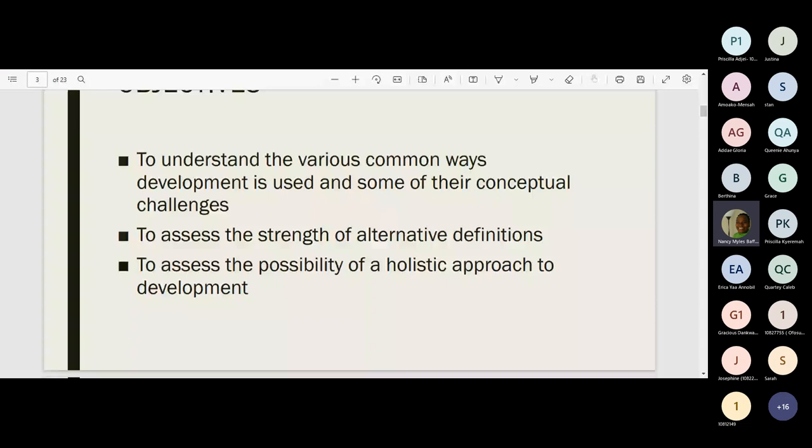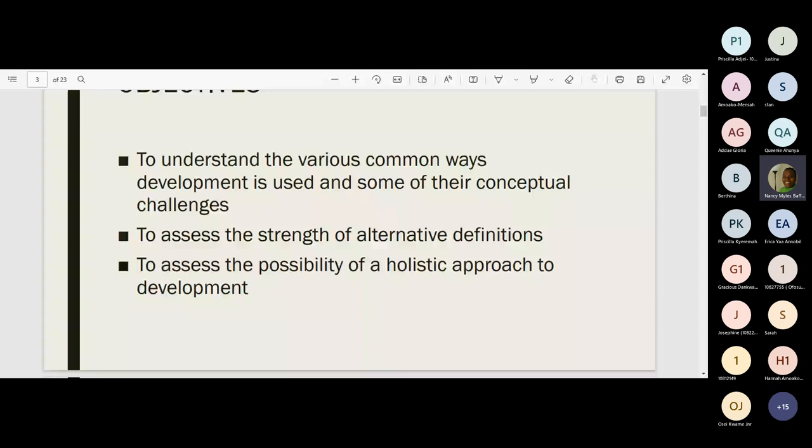So Sen's view critiques the economic notion of development. I have to move places and the people are too close. So I suspect you're having too much noise. All right.